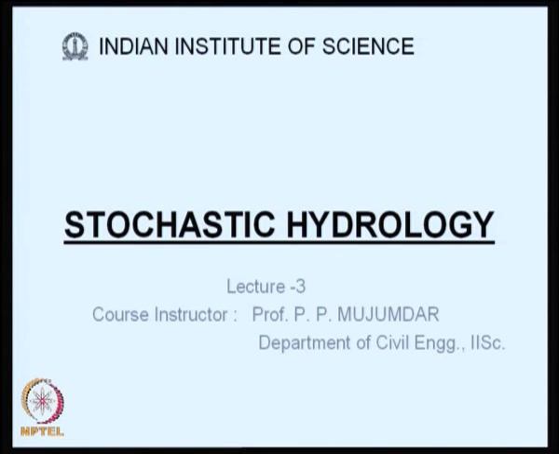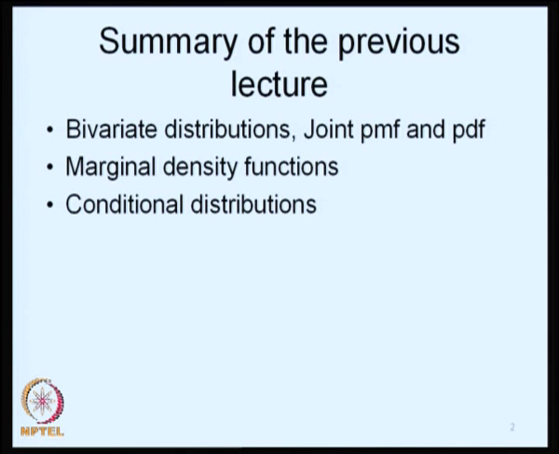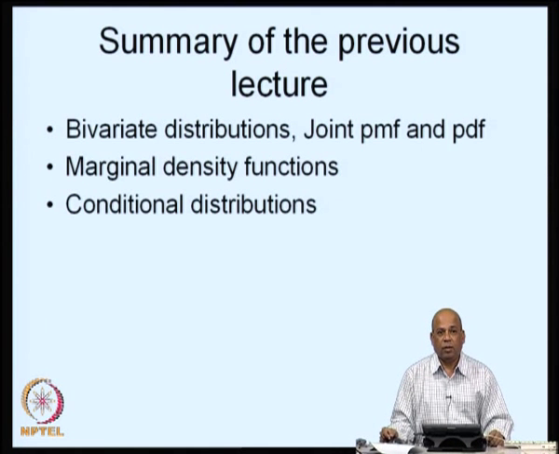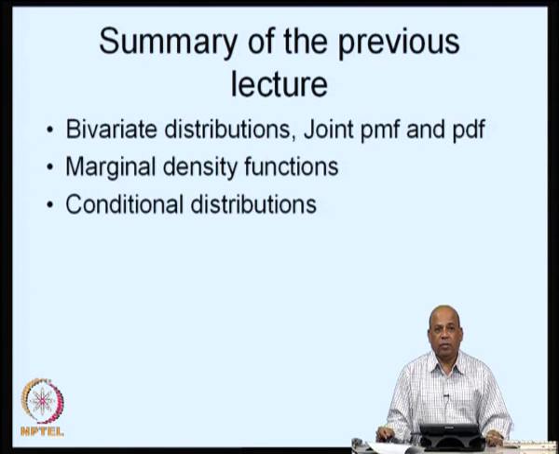Good morning and welcome to this, the third lecture in the course of stochastic hydrology. In the previous class, we have introduced the concept of bivariate distributions, where we are interested in the simultaneous behavior of two random variables x and y, and we introduced the concept of joint probability mass function and the joint probability density function.